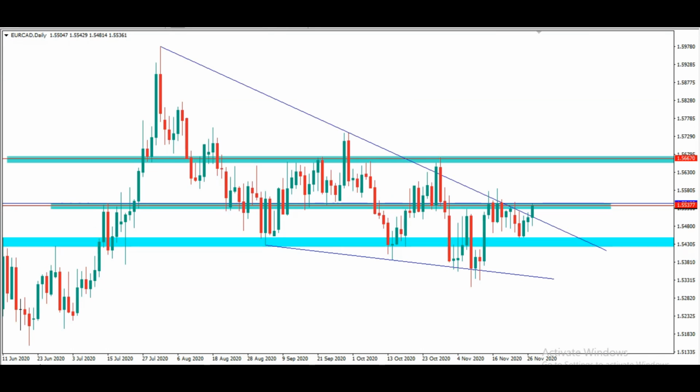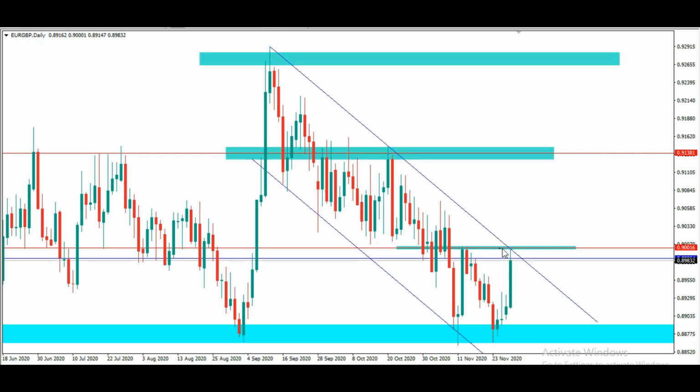A quick recap: on EurCad, we want to see the price make it up into 56.67 over the next coming weeks. On EurGbp, we want to see a daily close above 90.01, and on the retest of that area as support, we want to be looking for long opportunities into 91.38.